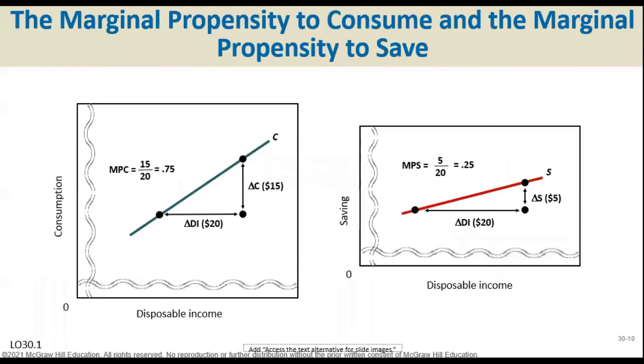These figures show the marginal propensity to consume and marginal propensity to save as the slope of the consumption curve and the saving curve. So the MPC, marginal propensity to consume, is the slope of the consumption schedule, and the marginal propensity to save is the slope of the saving schedule.